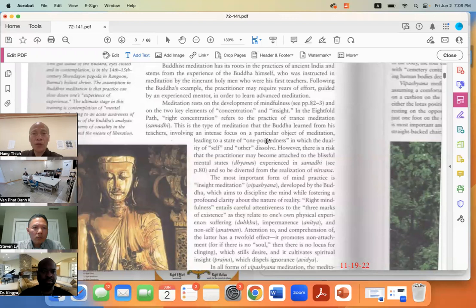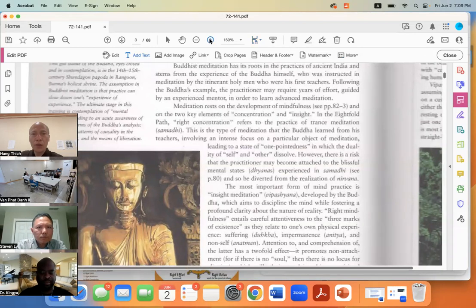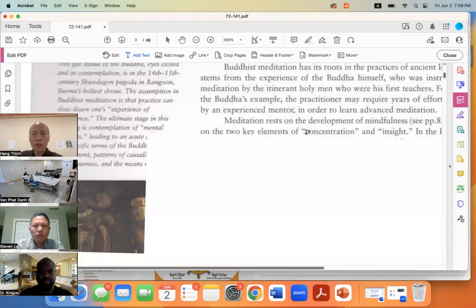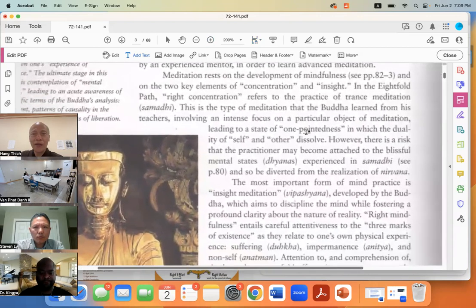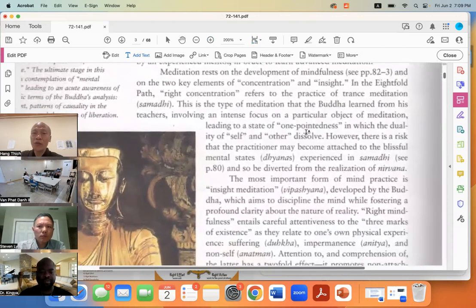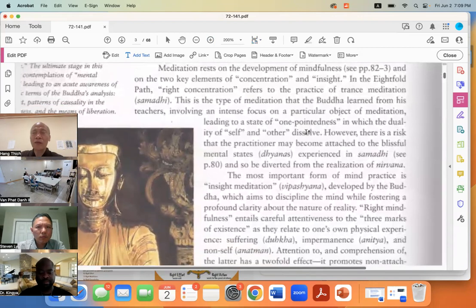This is a book here. It is small. Can you read it or no? It's a little small, but it's okay now? Better, yeah. Okay. Miss Christian, would you like to read it, please?